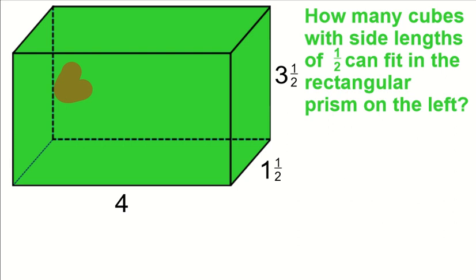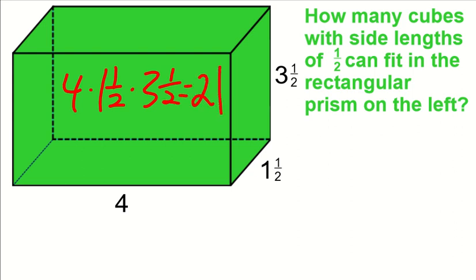So we got 4 times 1.5 times 3.5. That's 21. Everybody good on that? Now, where it gets a little trickier, and the part people forget about, we need the volume of our tiny cube. What's the length on our tiny cube? 1/2. What's the width? 1/2. What's the height? 1/2. So for the tiny cube, we got 1/2 times 1/2 times 1/2. That gives us 1/8.